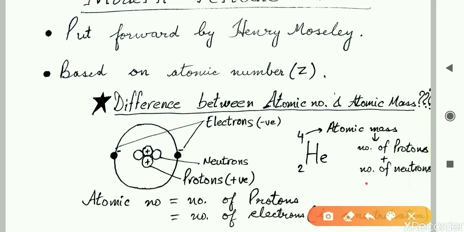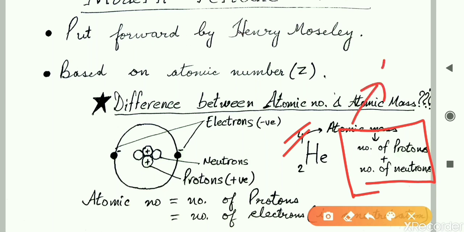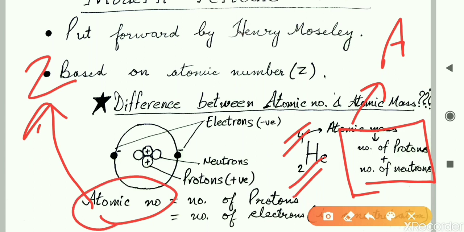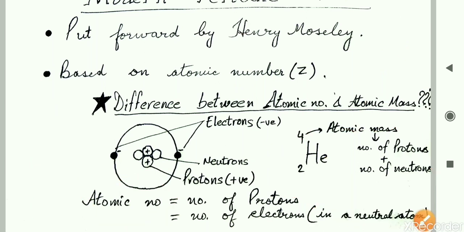When we are talking about the atomic mass, it is actually the number of protons plus the number of neutrons. As shown in the diagram, there are 2 protons and 2 neutrons. Adding 2 plus 2 gives you 4, and that is what is shown here as the atomic mass, or A. Capital A is the symbol for atomic mass, that is 4 for the helium atom. Another thing written here is 2. What is this? This is the atomic number, represented by Z. So this Z, or atomic number, is equal to the number of protons.